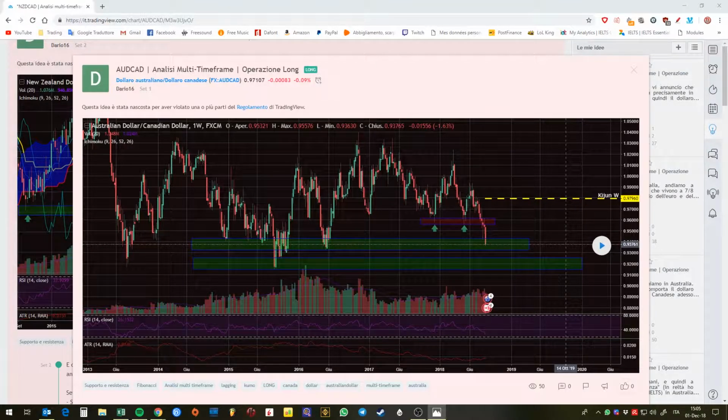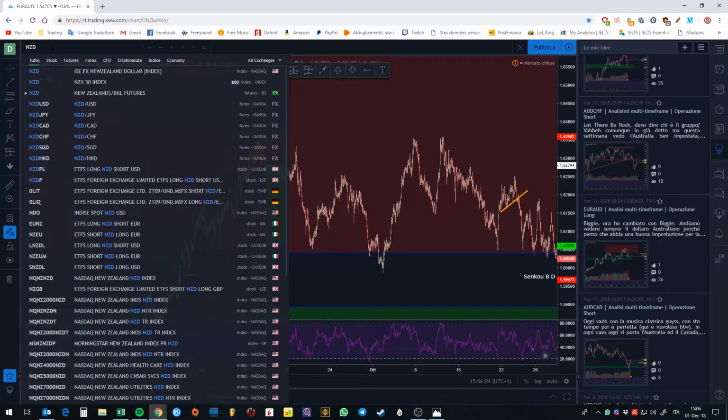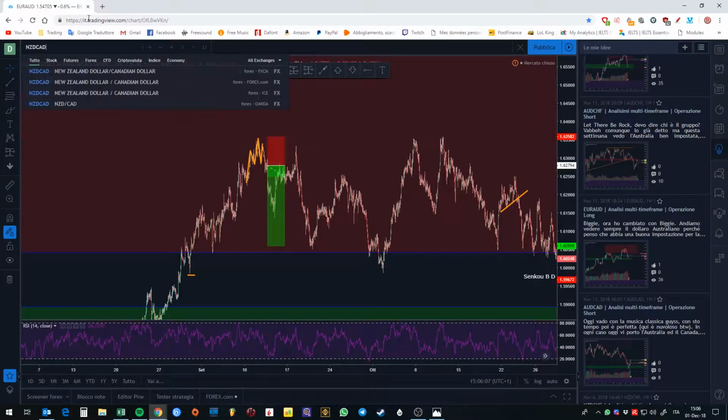Okay, let's see here. Okay, New Zealand dollar against the Canadian dollar.